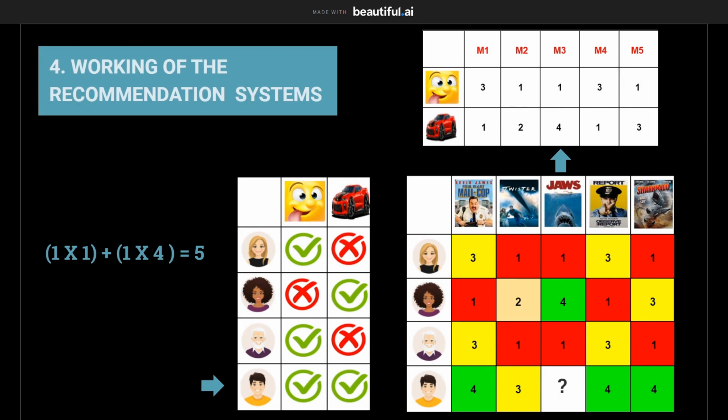What is the use case of it? As I said in the beginning, the matrix in a real-world situation will generally be a sparse matrix, that is, a few boxes will not be filled. With the help of these decomposed matrices, we can figure out the missing values. For example, Daniel has not rated the movie Jaws, but we can predict it. For example, 1 into 1 and then 1 into 4, it's going to be 5. So Daniel is going to rate Jaws as 5.